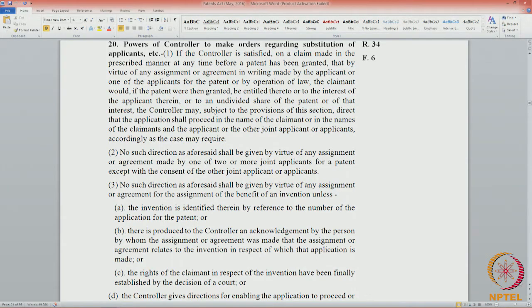Now, after the grant, if there is an assignment, there are provisions under the Act where a patentee can be substituted. We are not talking about a patentee substitution. We are talking about an applicant whose name is there in the application. How do we substitute a new applicant's name? Because for certain reasons the applicant has changed. The person who was the applicant is no longer the applicant and somebody else has come in his or her place. The controller has certain powers. Now, let us look at that.